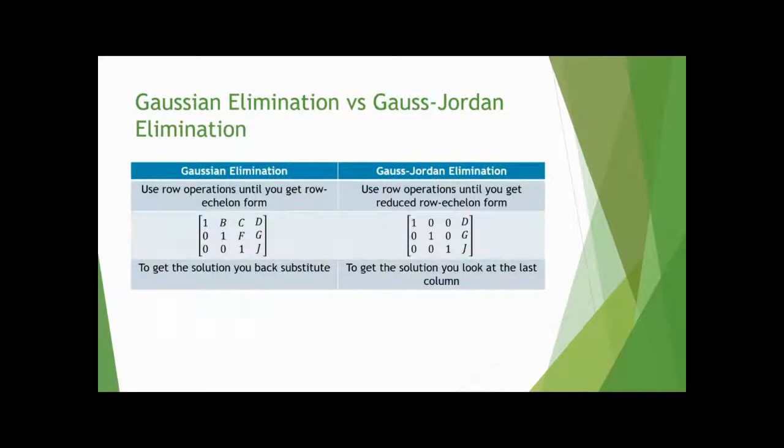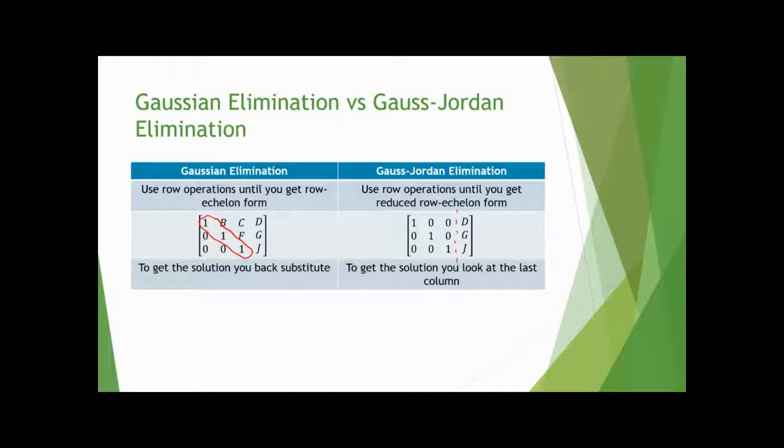So for both of them, you're using row operations. It's just when do you stop? In Gaussian elimination, you stop when you have ones in the diagonal. I mentioned the diagonal, so you want ones in the diagonal. In Gauss-Jordan elimination, you stop when you have ones in the diagonal and zeros everywhere else.